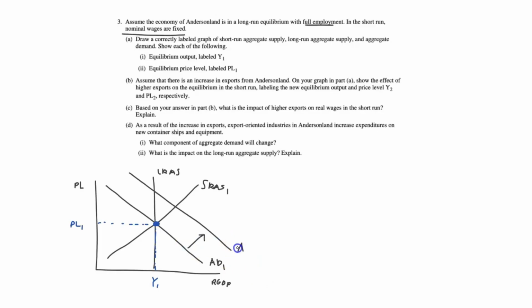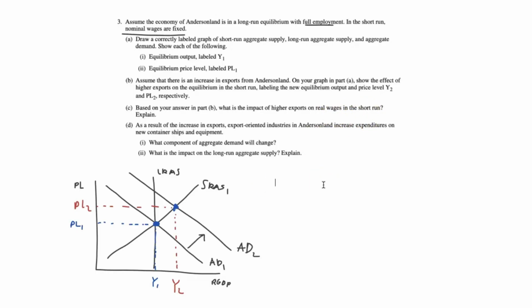Now let's call that aggregate demand 2. And now we just need to find our new price level and quantity, which is this new intersection right there. And so we can get boom. We'll label this Y2. And then underneath price level, bang, price PL2. All right, C says, based on your answer in part B, what is the impact of higher exports on real wages in the short run?